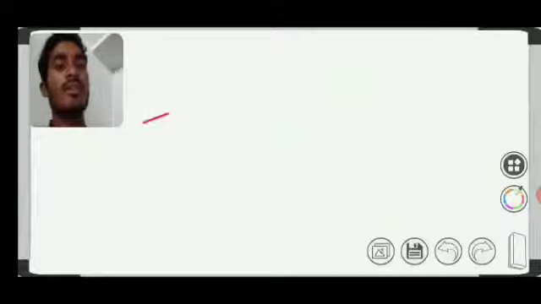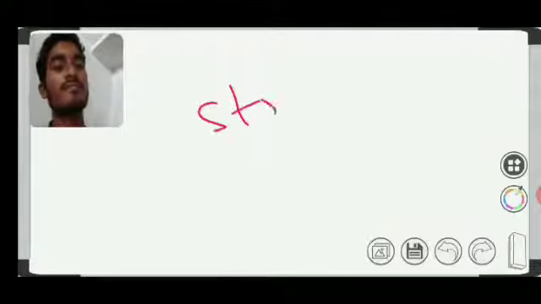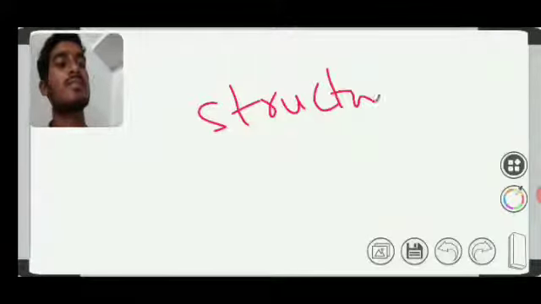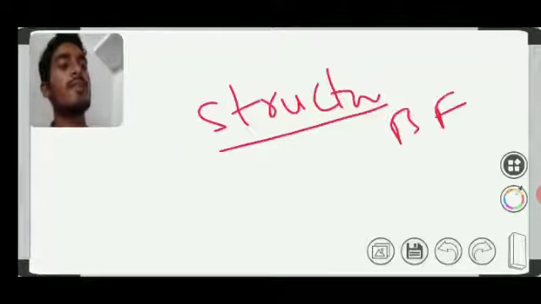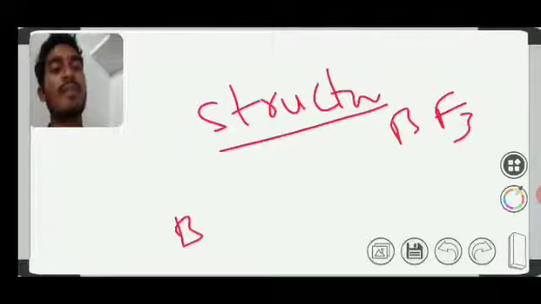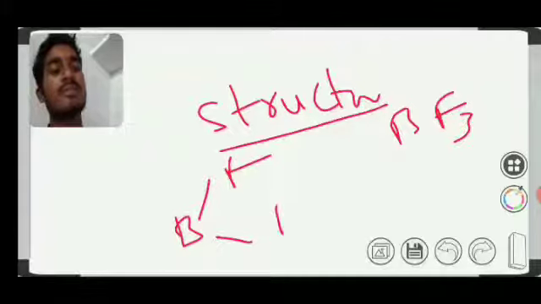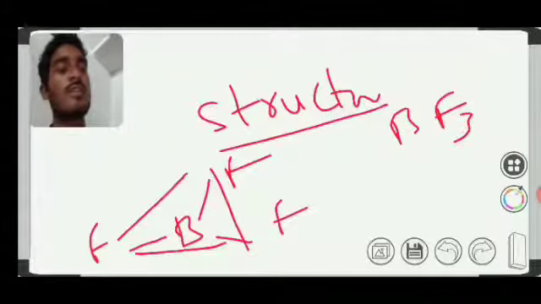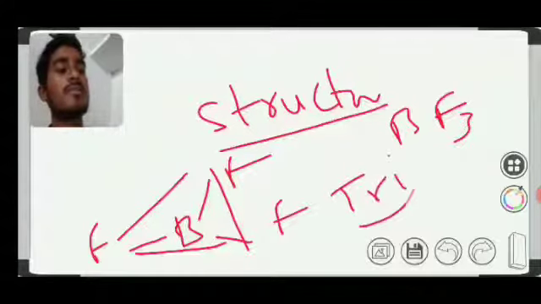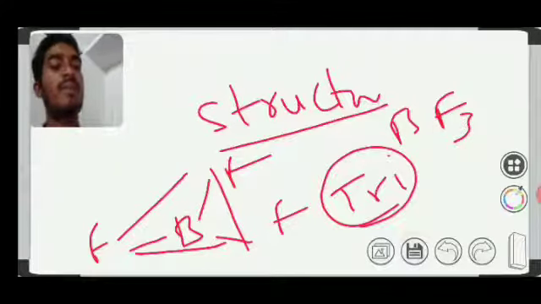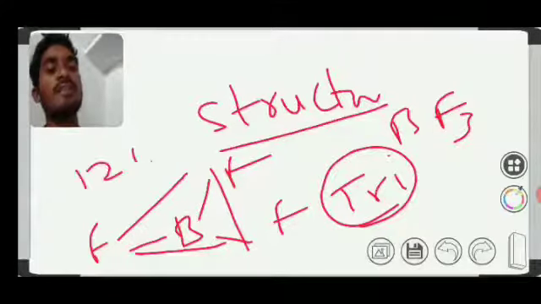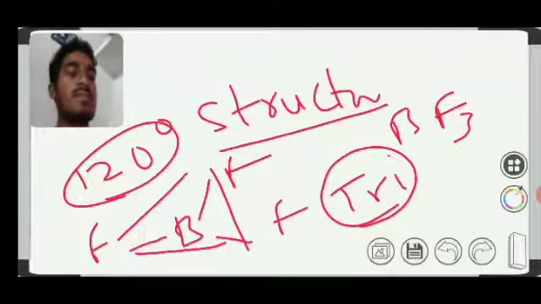Now we will see the structure of boron trifluoride. This is the central atom, boron. Here are the fluorine atoms, here one fluorine atom. The shape is trigonal planar, and the bond angle is 120 degrees.